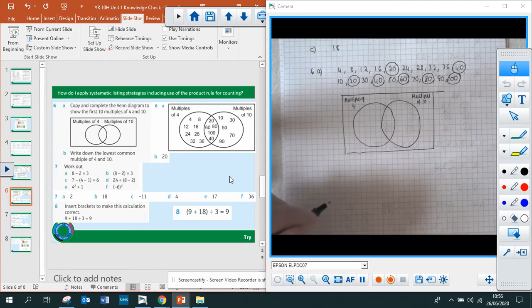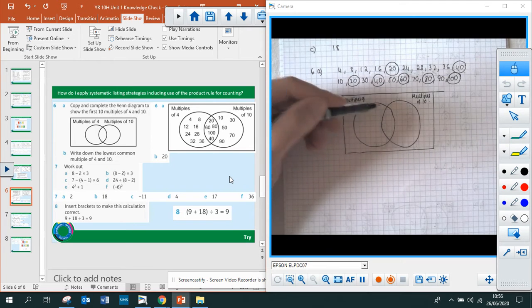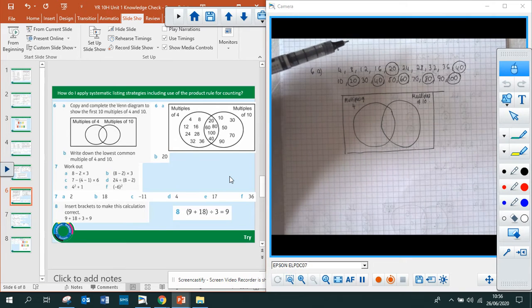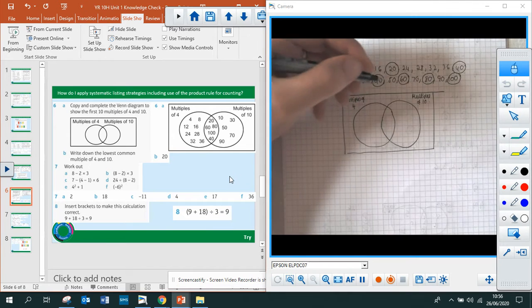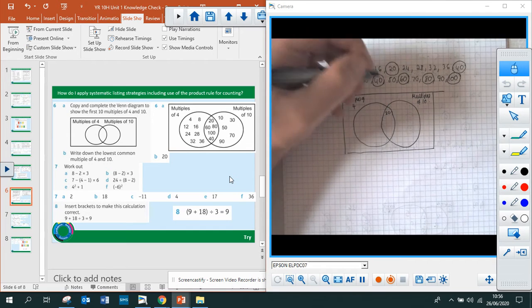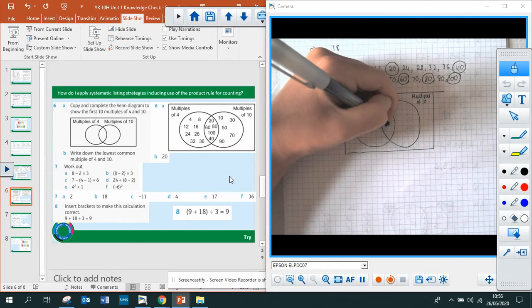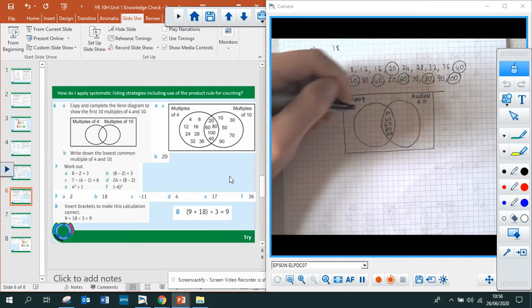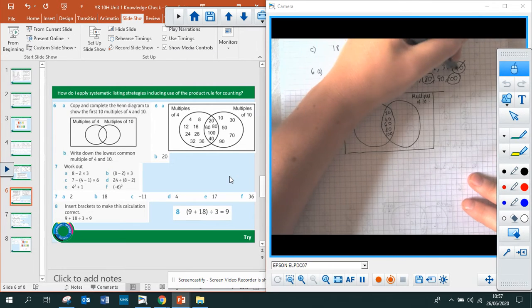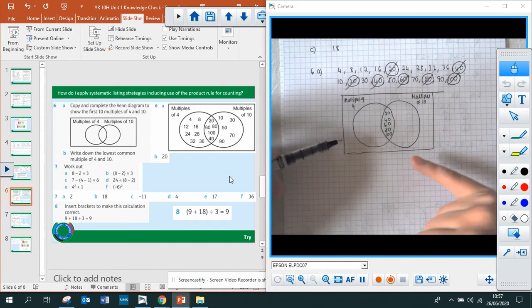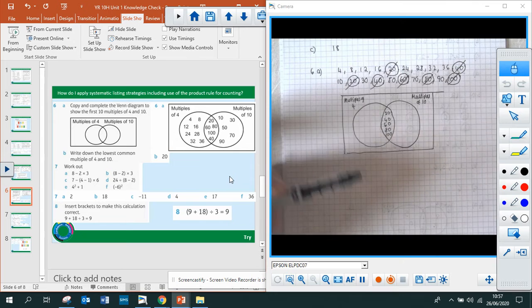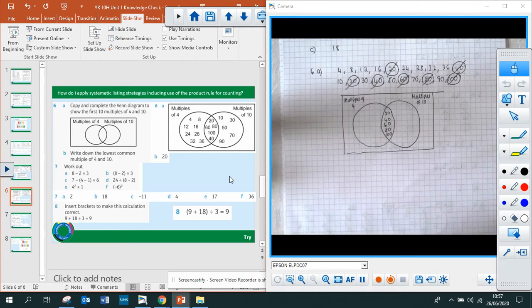Now I've done that, I'm going to fill in my overlap with the ones that are in both the 10 and 4 times tables from my list. So I have 20, 40, 60, 80, and 100. They're all the ones that are in both. I'm going to cross those off from both lists. It's good to write out the list so that you don't miss a number. Even if you know the times tables, it's very easy to make mistakes if you don't write out the list. Then from there, I can just fill in the other parts.